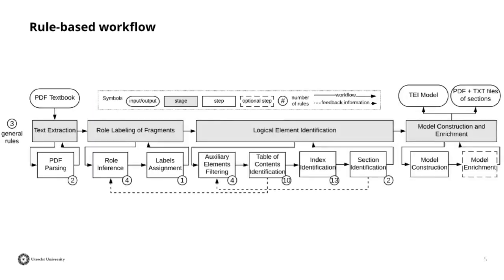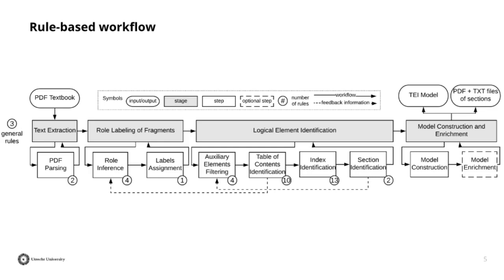In the diagram we can see the complete workflow. The first stage is the text extraction to reconstruct all the words, lines, and pages from the PDF. In the second stage, the workflow assigns role labels, such as section heading, subheading, important text, and body text, to each text fragment. This process facilitates the subsequent recognition of different logical elements of the textbook.